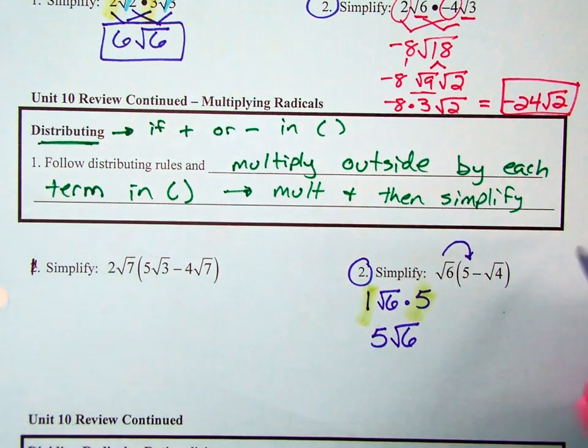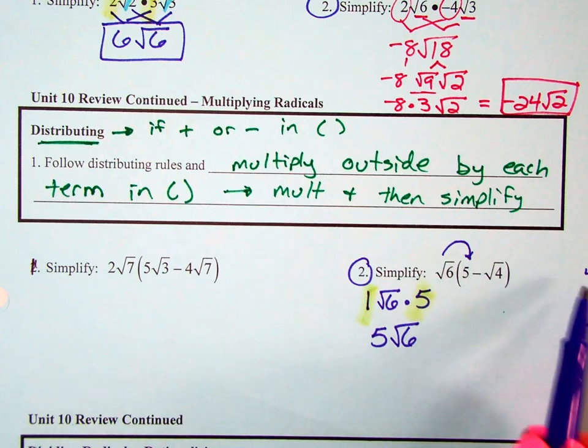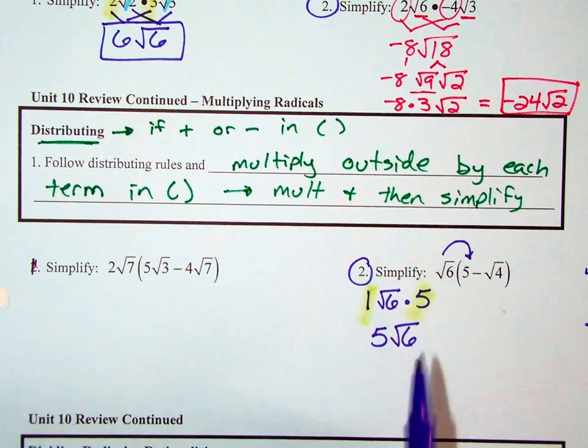So my perfect squares, right? 1, 4, 9, 16, 25. Well, the only numbers less than 6 would be 4 and 1. 4 doesn't go into it. We don't have to worry about 1, so this one is fine the way it is.